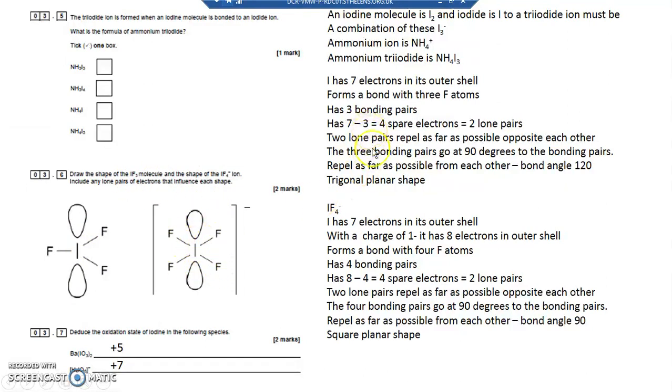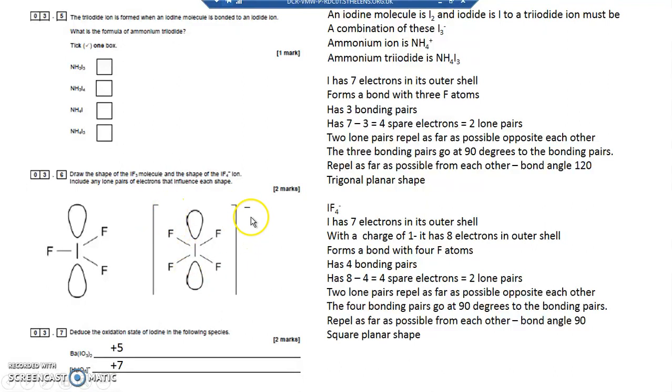IF4-. So iodine's in group 7. If it's a minus, then it's got an extra electron, so it's got 8 electrons in its outer shell. If it's got 4 Fs, then that's 4 bonding pairs. From the 8 electrons on the iodine now, 4 are involved in bonding pairs, and there's 4 electrons left over, 2 lone pairs of electrons, which will go up and down and repel the furthest. It will leave the 4 Fs then in a square planar shape, bond angle 90.